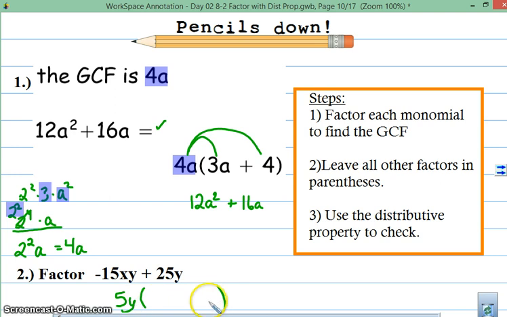Now I'm going to do the distributive property in reverse. If I take 5y out of this term, what's left over? A negative is left over. A 3 is left over, because 15 divided by 5 is 3. And x is left over. Now we take this term. If I take 5y out of this term, what's left over? 25 divided by 5 is 5.